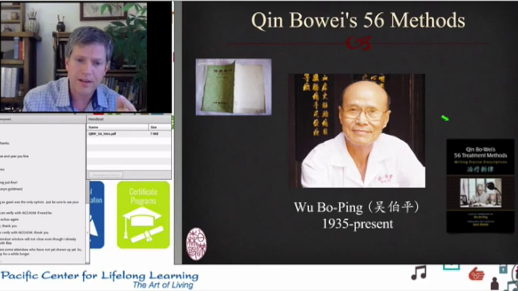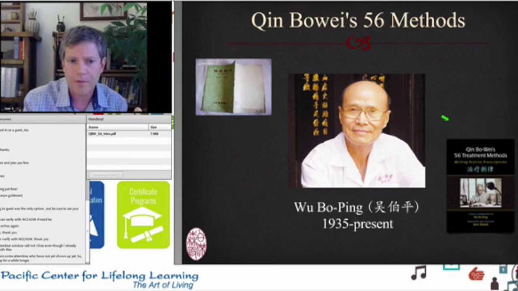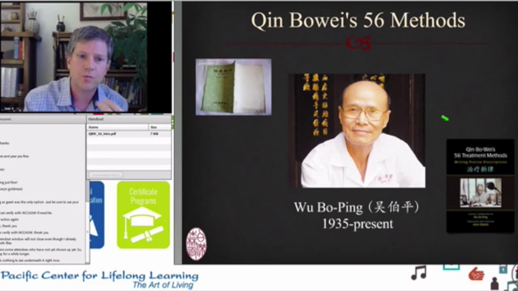And then the textbook from Qin is actually very small. It's maybe 20 pages or so. And the book that we worked on with Wu ended up to be around 400 pages. And that's because of Dr. Wu's commentary. So he provided lots of really clinical pearls and commentary to round out the book and show people in the West how to actually use the text.